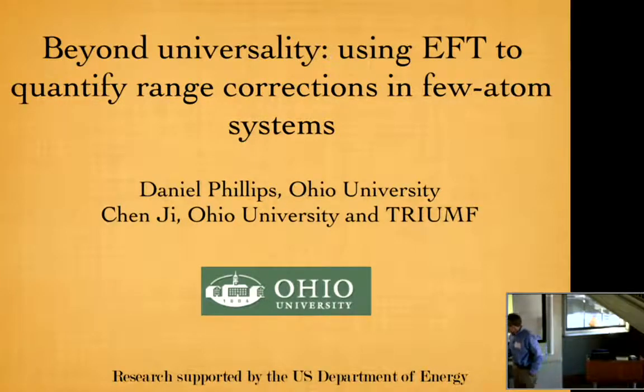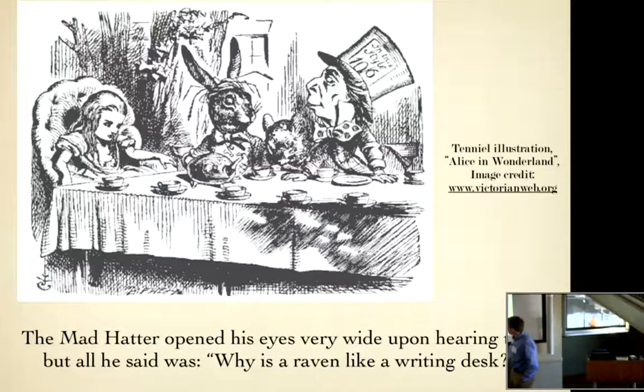So to introduce the notion of universality, I thought we would start with a quote from Lewis Carroll. In Alice's Adventures in Wonderland, she encounters, as most of you I'm sure know, the March Hare and the Mad Hatter. And the Mad Hatter asks her a riddle during this crazy tea party that they have. Right? He asks her, why is a raven like a writing desk?